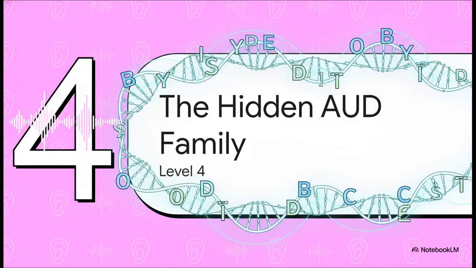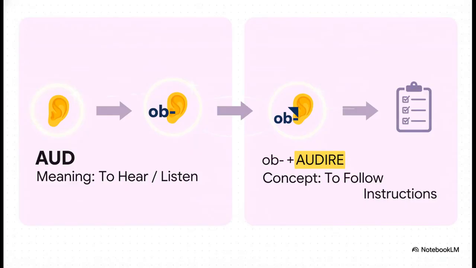Okay, brace yourselves. Level 4, the hidden AUD family. This is the secret, hidden level that most students completely miss because these words don't even start with AUD. But trust me, the DNA is absolutely identical. So the crucial point is this wild linguistic evolution.